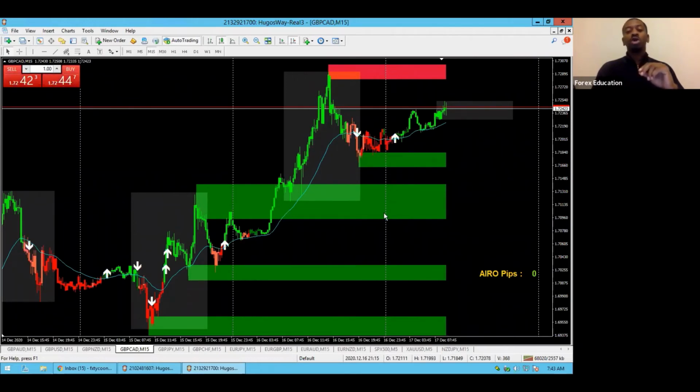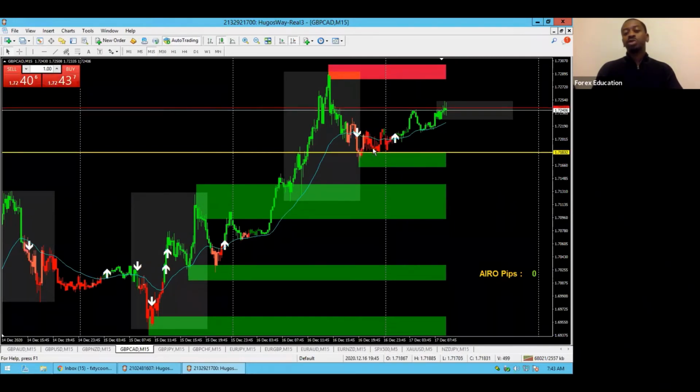All right. So I'll show you. Look at this zone right here. All right. Top of the zone, support. You can see price is there, right? All right. So let's go look at it.